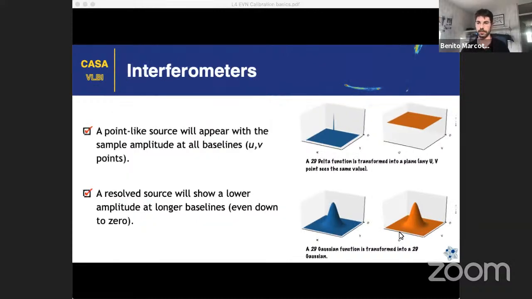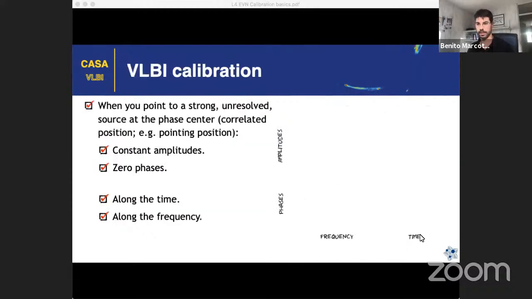Okay, so keep in mind to understand the calibration that a point-like source will have the same amplitudes for all baselines. But if it's resolved, you will expect lower amplitudes and less reconstructed phases on the longest baselines, because you will have less signal-to-noise. So why am I saying this? Because to explain all the phase corrections and data reduction steps that you typically conduct, I'm going to use a diagram where you see the amplitudes and the phases and how they evolve with frequency and time.